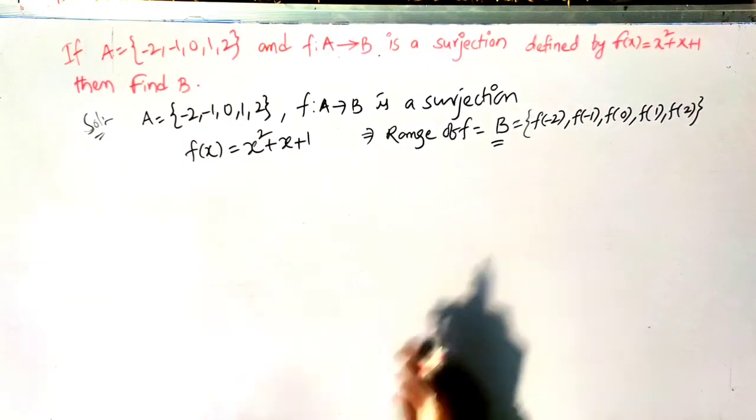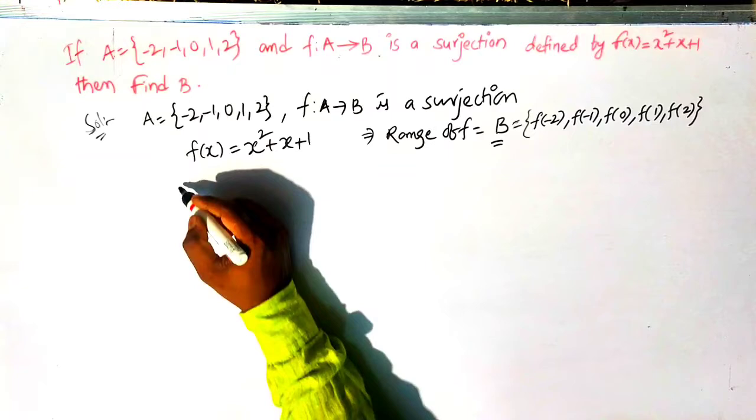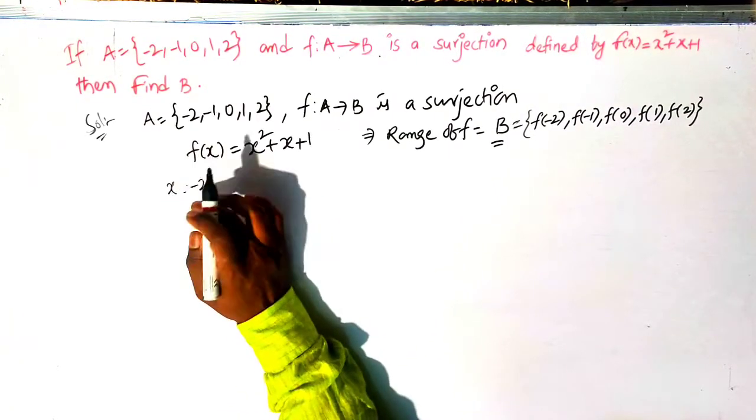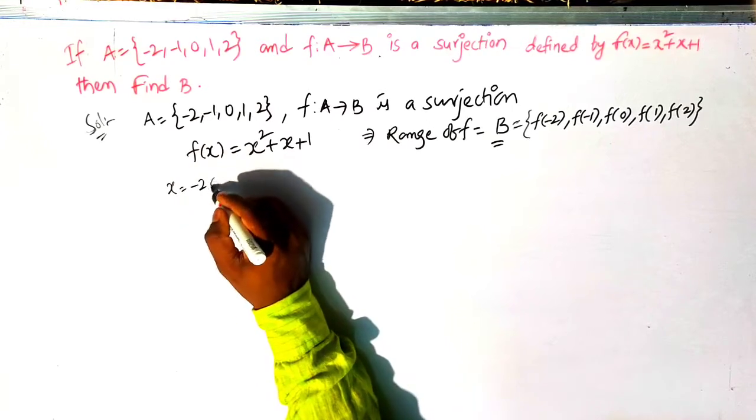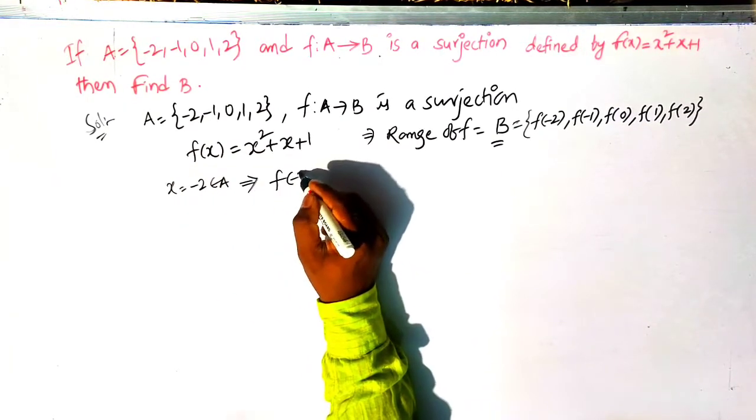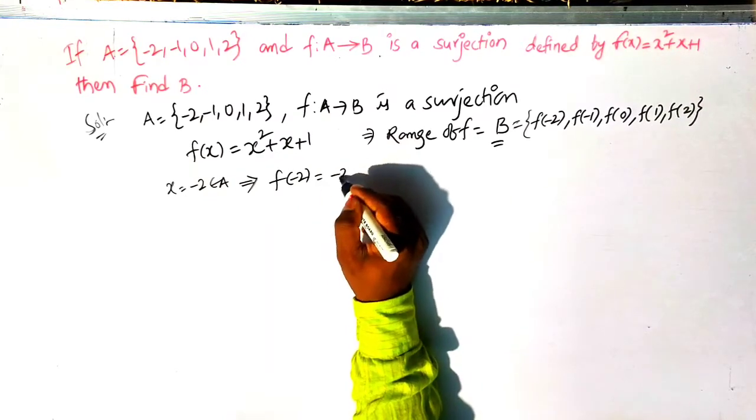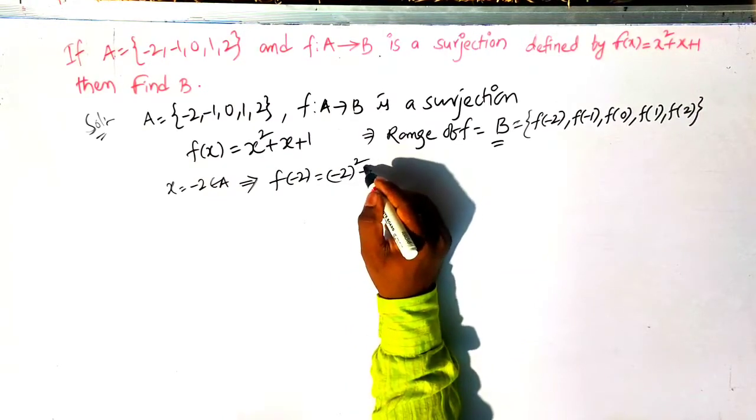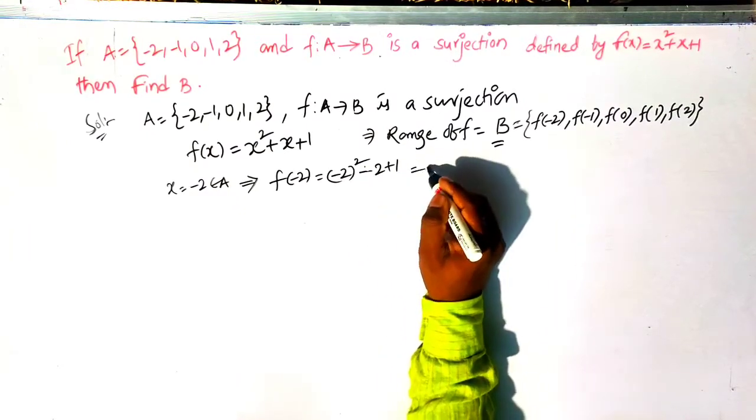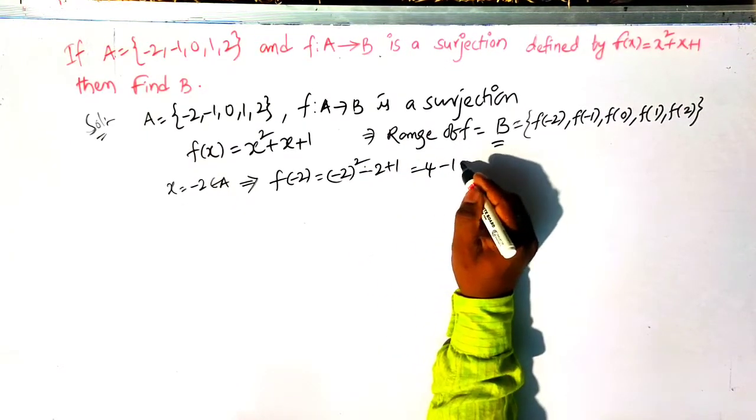Okay. So we find out these values here. How to find out here? By the given inputs we write now. First of all, x equals -2 belongs to A. Then what outcome do we get here? f of -2, that is the outcome. That is (-2) whole square, -2 plus 1. So 4 minus 1, that is 3.